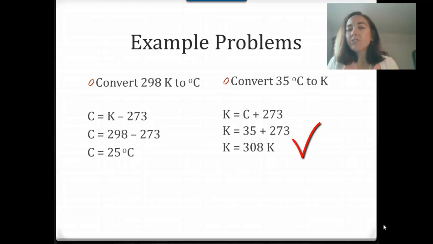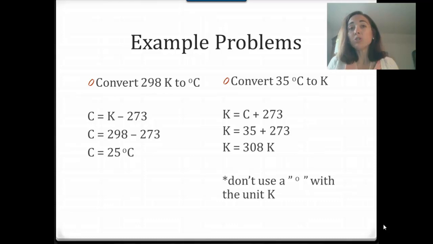Now notice the difference between these two problems and their answers. The units with 25 is degrees Celsius, and the units for 308 are just Kelvin. There's no degree there. The Kelvin scale is based on a difference in temperature, or a degree of change. So we're not going to write degrees with kelvins. It's just 308 kelvins. You got it?